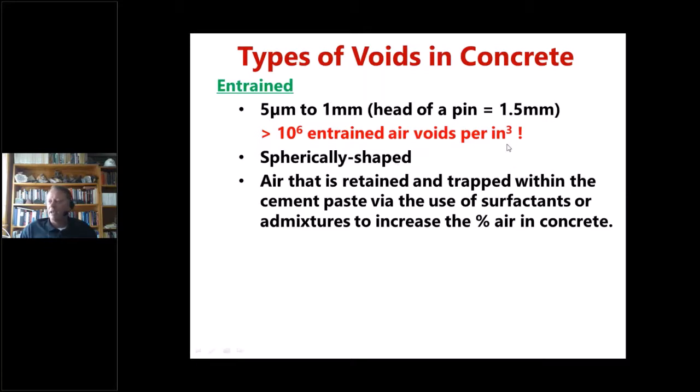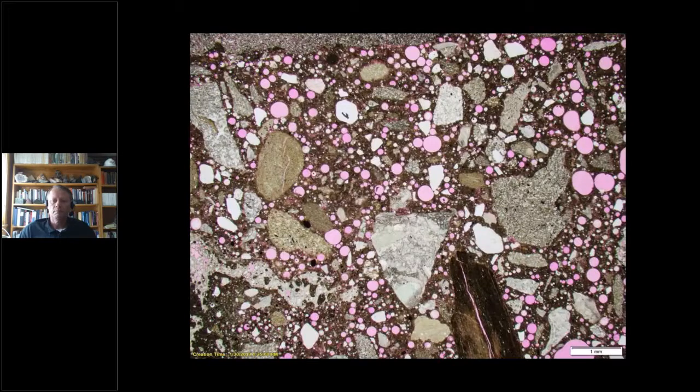And for every cubic inch of concrete, we may have up to 1 million, maybe over 1 million entrained air voids. So entrained air voids are designed to be there. They didn't just happen to form when the concrete was placed. These are there by design. These represent air that is retained and trapped within the paste via the use of admixtures or surfactants. And the whole point of entrained air is to increase the amount of air in the concrete.